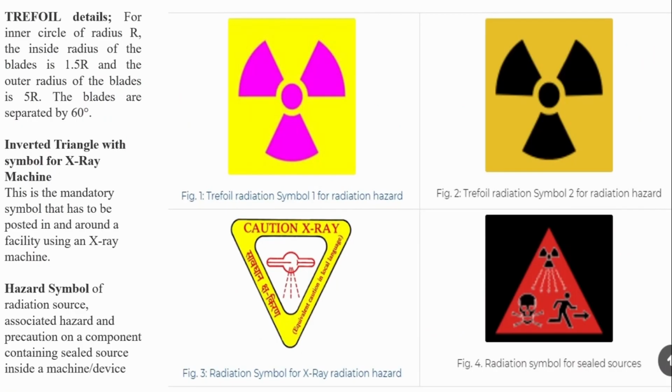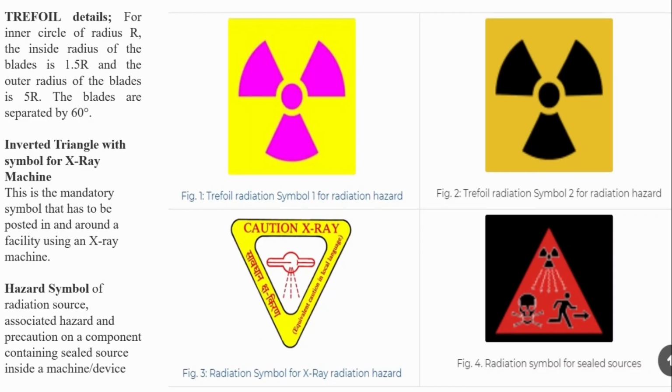Now the second most important thing is the radiation symbols. The radiation symbol is very important because it is an alert for a common person or the general public about the risk area and the safe area. So the radiation symbol is very important for any radiation facility.